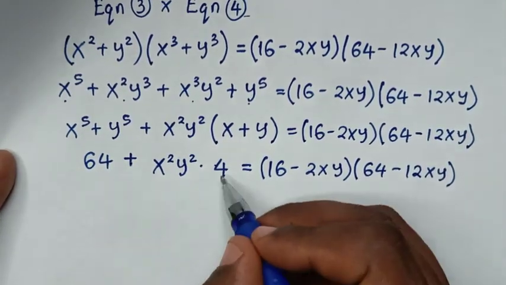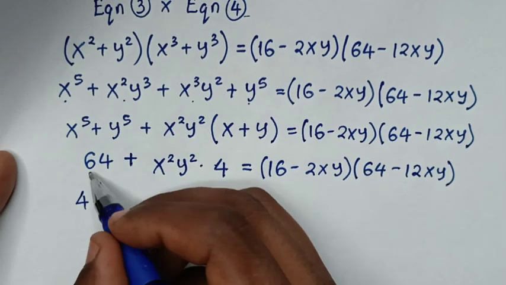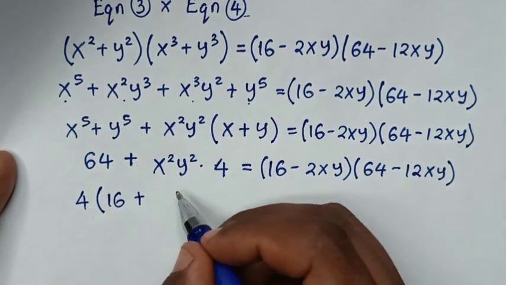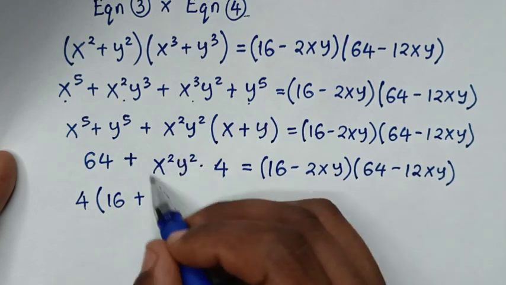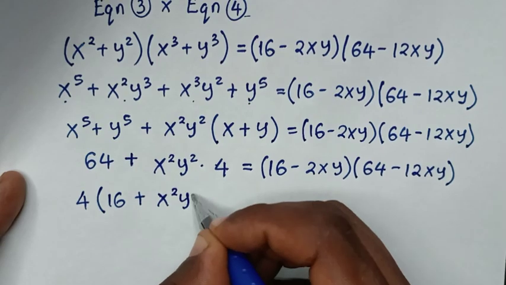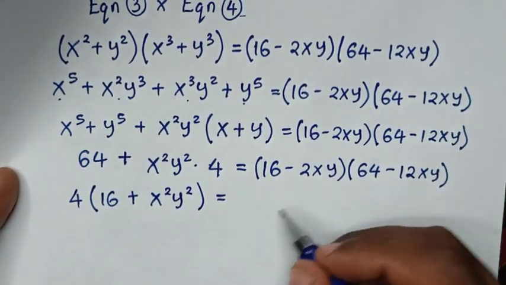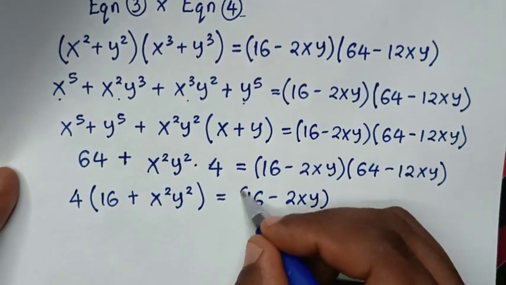Then from here and here 4 is common, so we'll take 4 out of bracket. This divided by this is 16 plus this divided by this, 4 and 4 will cancel, so it will be left with this. So it will be x square y square bracket is equal to, here we'll write this, which is 16 minus 2xy bracket.